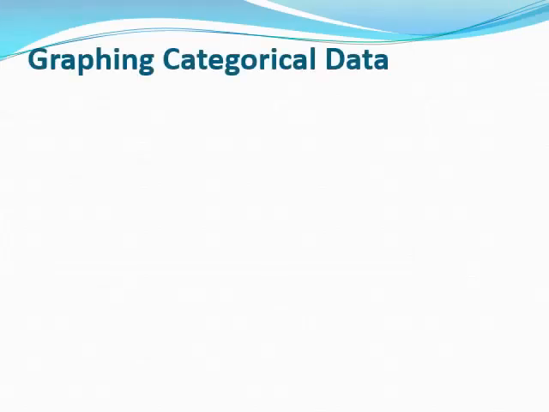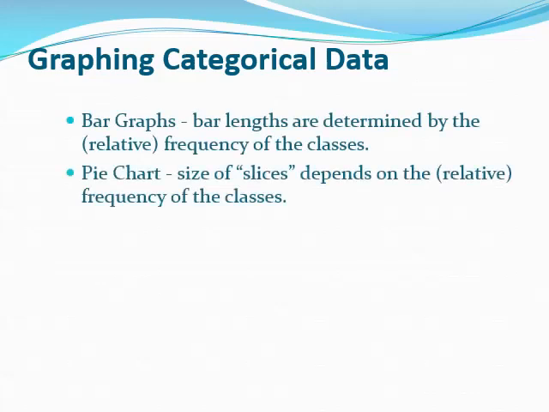In this video, I want to take a look at the different ways that we graph data. We'll look at both the qualitative or categorical data, and we will look at the quantitative data as well. And what we're going to do is start with the categorical data. And you may recall there are two main ways of graphing data: bar graphs and pie charts.